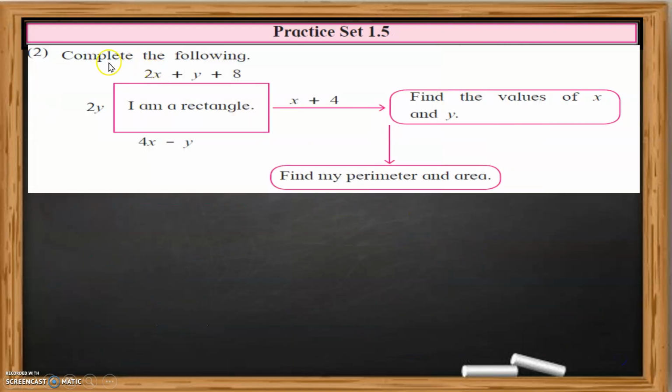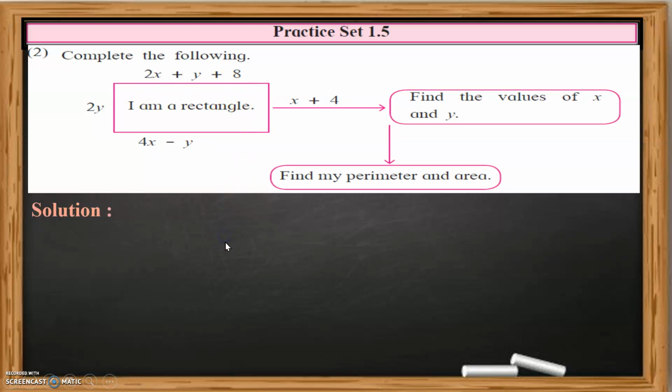This is the question in which you have to complete the activity. Let us understand what this activity is. Here it is a rectangle. These are the sides of the rectangle. This is the length and this is the breadth. You have to find the values of x and y and find the perimeter and area. That means once you get x and y, you will have to find the perimeter and the area of the rectangle.